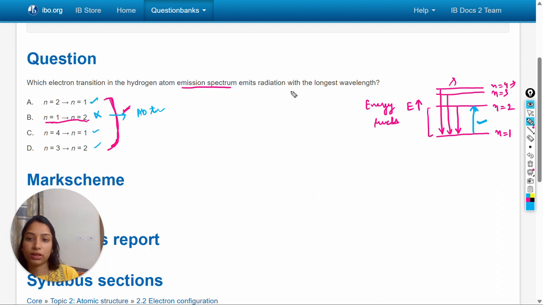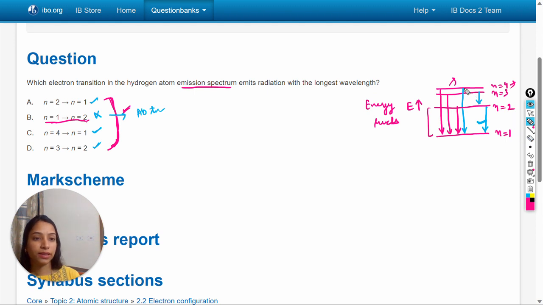In the A option, the transition will be from n is equal to 2 to n is equal to 1, this emission transition, and the C option is n is equal to 4 to n is equal to 1, and here n is equal to 3 to n is equal to 2, this one. So firstly I'll remove this, so there will be no confusion, right? So these are the blue lines which we have to compare.